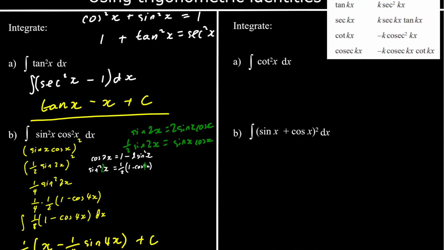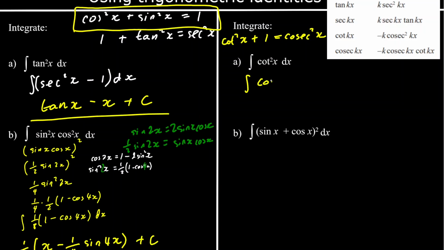So we have cot squared x, which we can't do anything with. But if we take our identity, cos squared x plus sine squared x equals 1, and divide through by sine squared x, cos squared x over sine squared x is cot squared x. Sine squared x over itself is 1. And 1 over sine squared x is cosec squared x. So we can change cot squared x into cosec squared x minus 1.